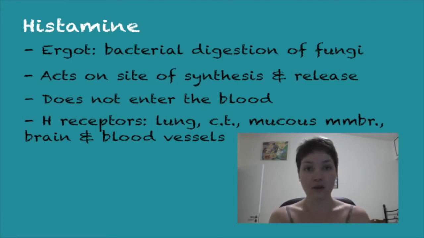So what I want to talk about first is some general knowledge about histamine. Histamine is a local hormone. It comes from ergot. It is produced by the bacterial digestion of fungus. It acts on the site of synthesis and/or release, and it does not enter the blood.